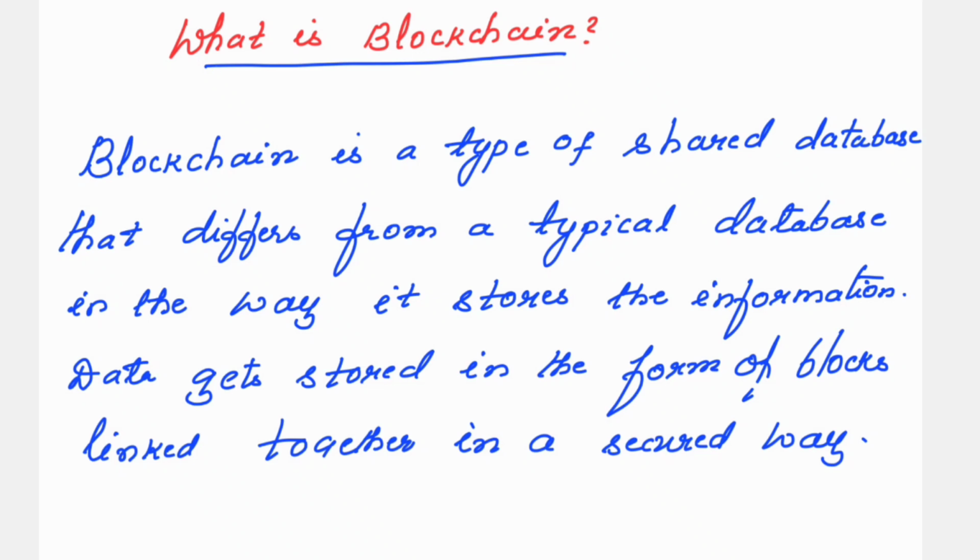So what is a blockchain? Let me first read out the formal definition of the blockchain. Blockchain is a type of shared database that differs from a typical database in the way it stores the information. Data gets stored in the form of blocks linked together in a secured way.